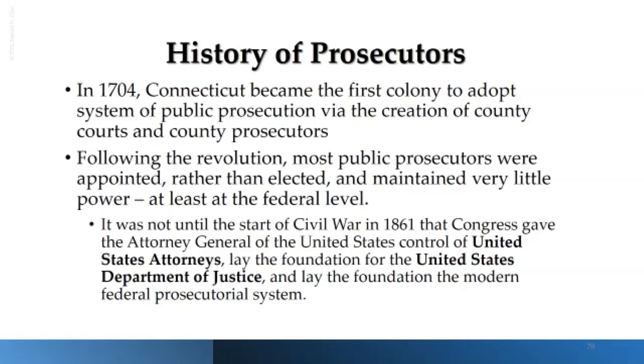So that being said, in 1704, Connecticut became the first colony to adopt a system of public prosecutions, in which they created county courts and county prosecutors. Now, this actually laid the foundation for most states in the United States in terms of how they prosecute cases today. But until 1704, we did not have, for the most part, a public prosecutor. In 1704, that changes. Now, we do wait almost 100 years. Following the revolution, most public prosecutors were appointed rather than elected, and they maintained very little power in the new United States. At the federal level, federal prosecutors virtually had almost no power whatsoever.